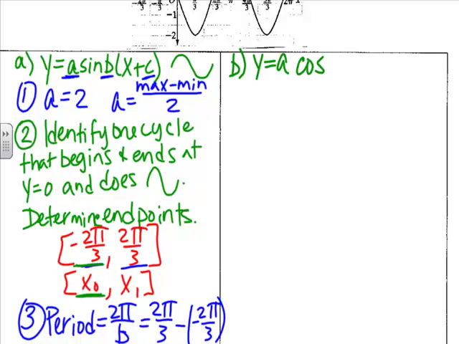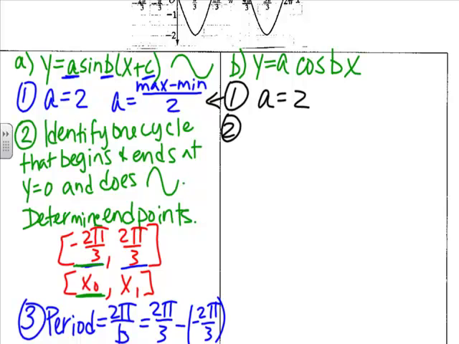So y equals a cos bx. And so some of these things are just going to end up being exactly the same. So I'm just going to go ahead and zip on down. So the amplitude for cosine is going to be exactly the same. It's just going up the same amount.